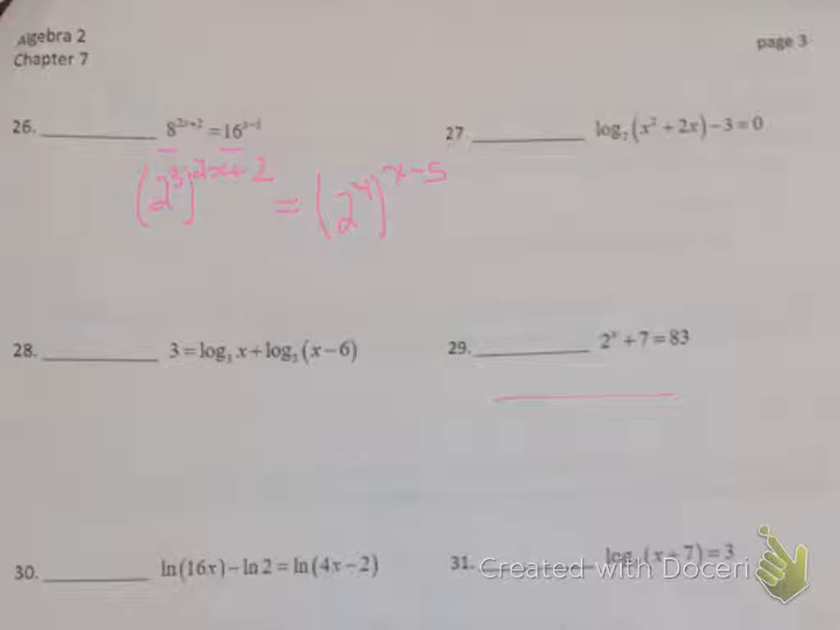I have my 2's. I can cross off, and now I can distribute this 3. So it's 6x plus 2 is equal to, distribute the 4, 4x minus 20. And now we can solve this like a regular problem. I'm going to subtract 4x. I get 2x plus 2 is equal to negative 20. And I'm going to let you solve it from there.